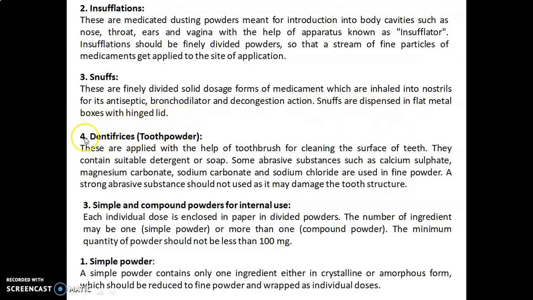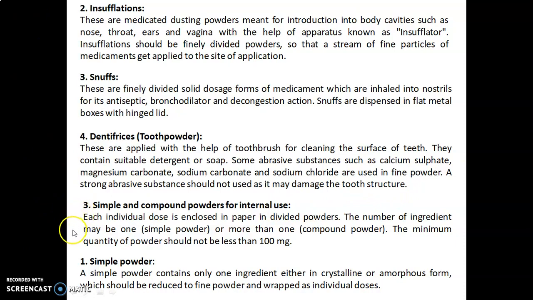Then the fourth class, that is dentifrices, which are tooth powders. These are applied with the help of a toothbrush for cleaning the surface of the teeth. They contain a suitable detergent or soap. Some abrasive substances such as calcium sulfate, magnesium carbonate, sodium chloride are used in fine powder. A strong abrasive substance should not be used as it may damage the tooth structure.